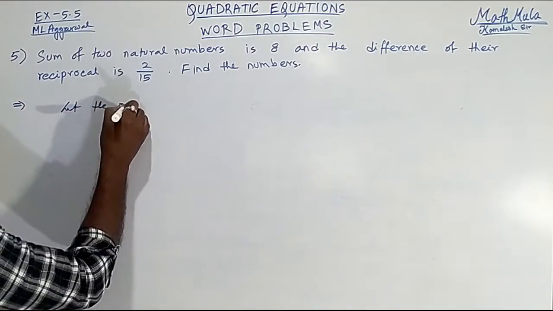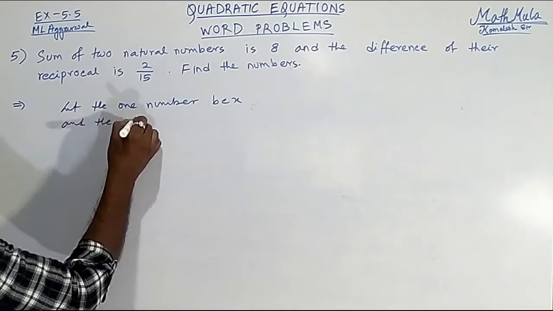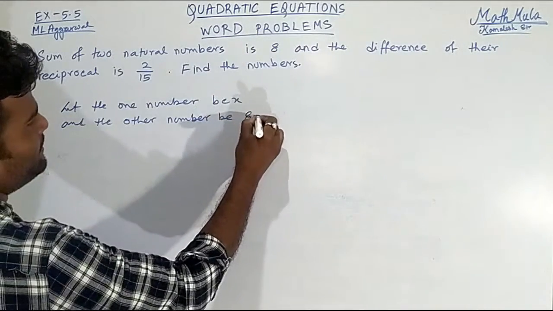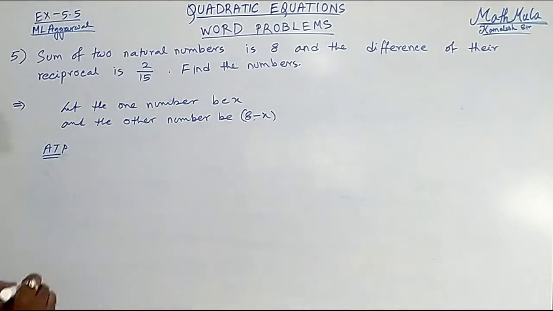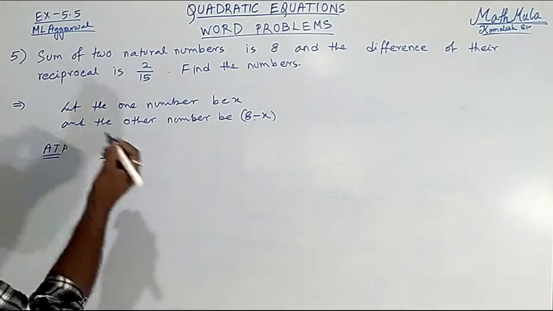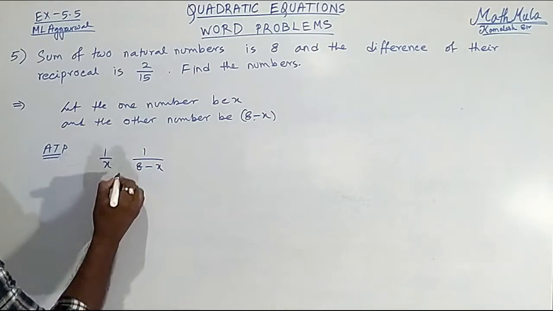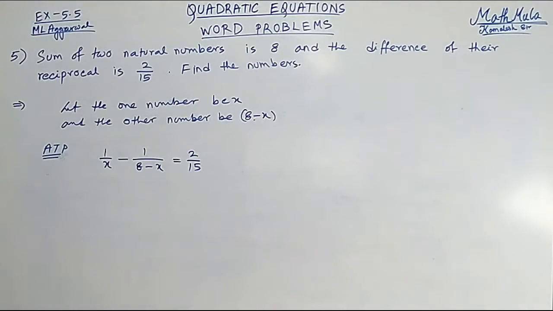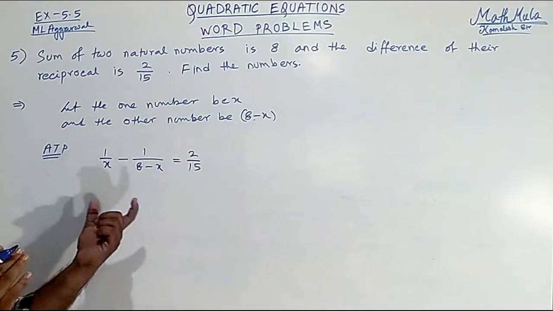Let the one number be x and the other number, the sum is 8, that means the other number will be 8 minus x. Okay, so according to problem, difference of their reciprocal, the reciprocal of the first number, that is 1 by x, and the reciprocal of the second number, that is 1 by 8 minus x, and their difference is equal to 2 by 15. Okay, this is the required equation. Now we solve this equation and find the value of x.